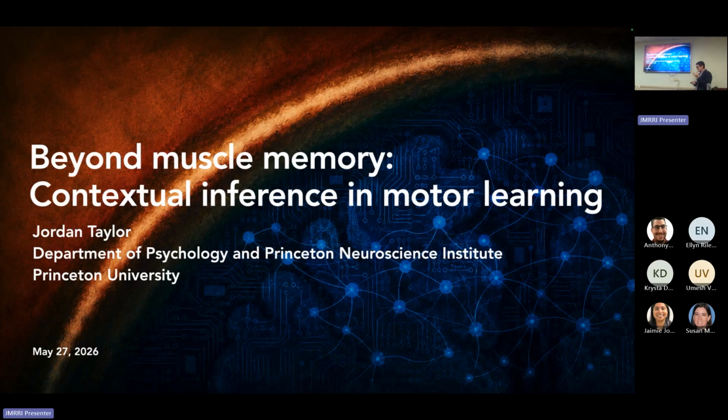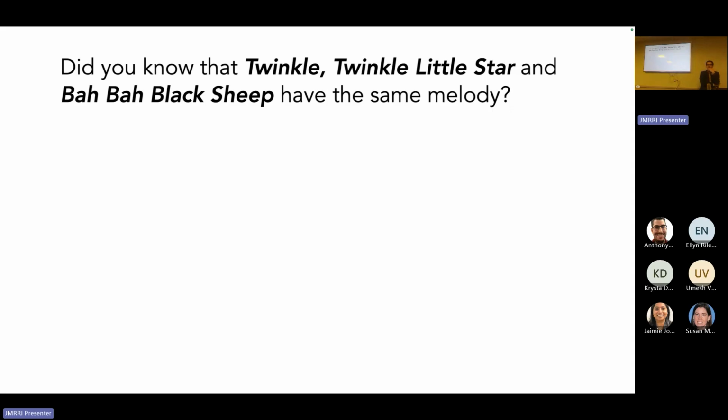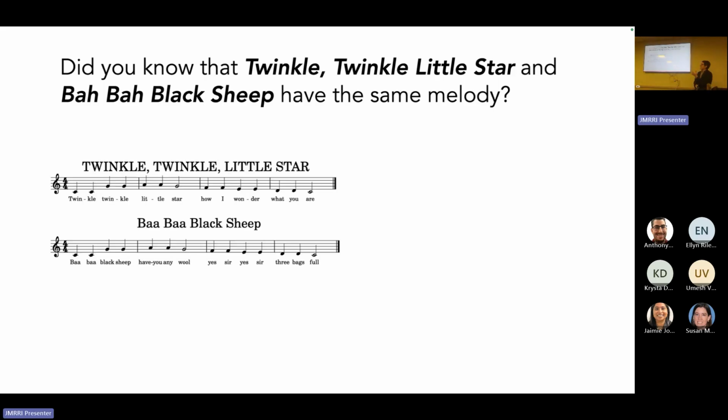But to start us off, did you know that Twinkle Twinkle Little Star and Baa Baa Black Sheep are the same melody? Yes? Everybody? No? All right. If you look at the notes here, it's all the same, and it's the lyrics that are different. So the melody is the same. If you knew that Baa Baa Black Sheep was the same as Twinkle Twinkle, how about the alphabet song?